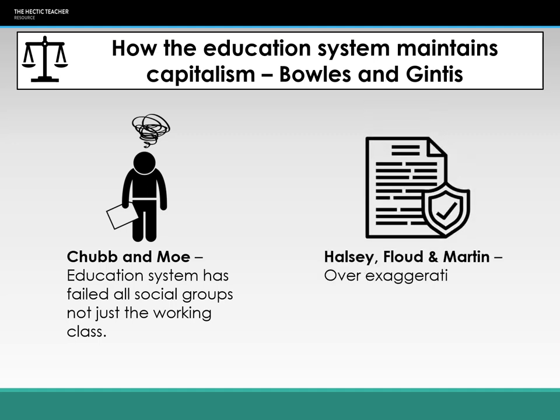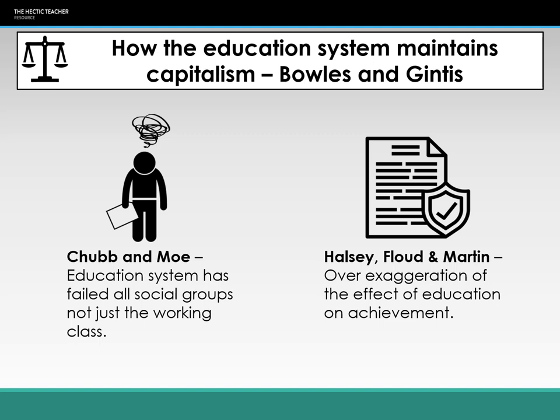The second criticism comes from Halsey, Floud and Martin, who come from a social democratic background. They suggest that the Marxists have exaggerated the effect that education has on working class underachievement, and that there are lots of policies and processes in place to help create a more equitable education system. Things like comprehensivisation, which got rid of the 11 plus, grammar schools and secondary moderns, meant that all children, regardless of their background, if attending state education, had the same sort of school.